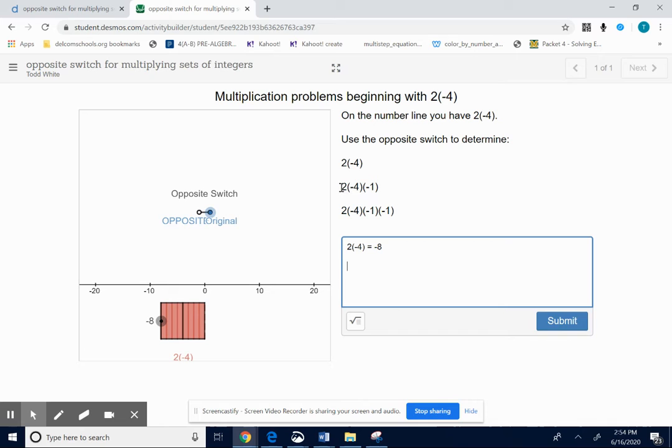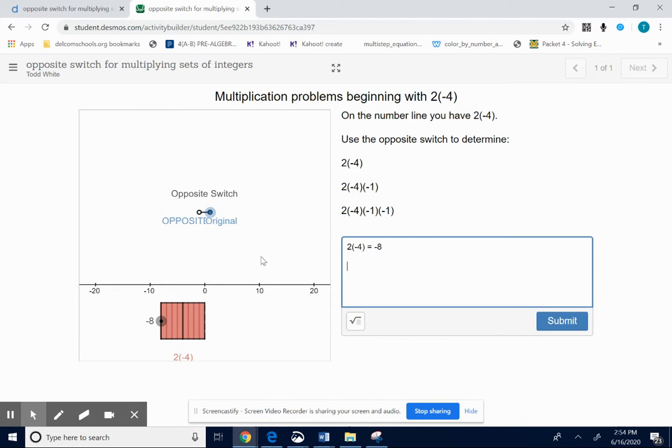And my next problem is taking that 2 times negative 4. I already have that here, right? So I'm going to take that 2 times negative 4, and then I'm going to multiply that by another negative 1, which means take the opposite. Use the opposite switch for that.